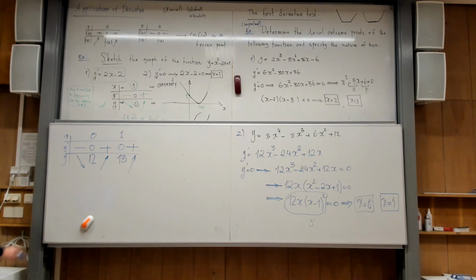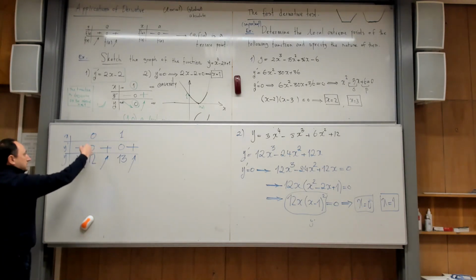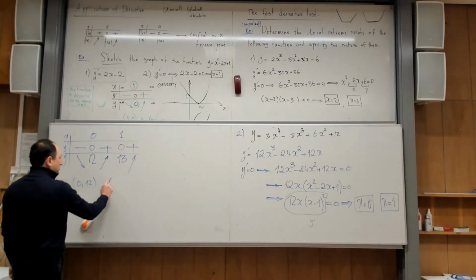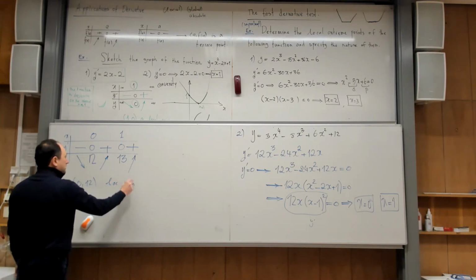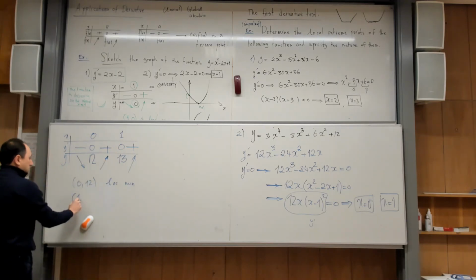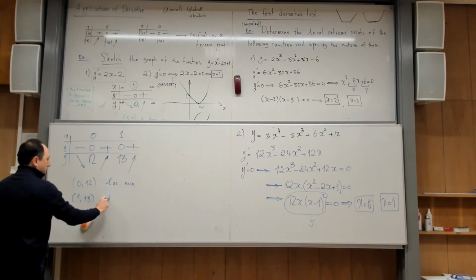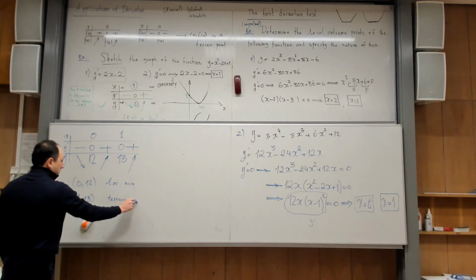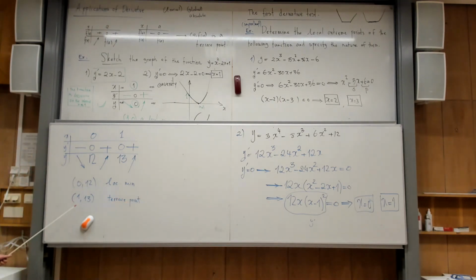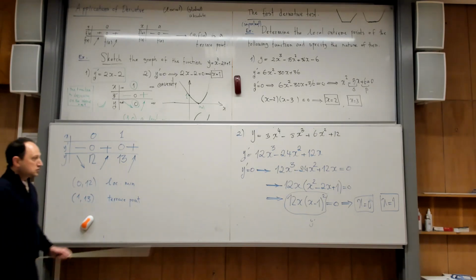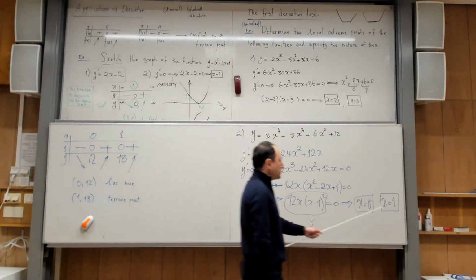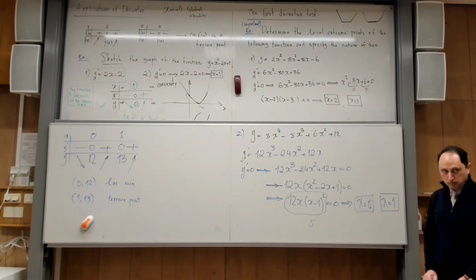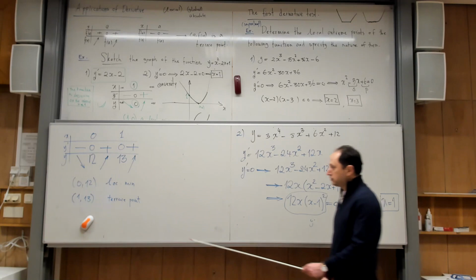So here, what is the nature of this one? Local minimum. What is the nature of this one? Fake, or in mathematics, a terrace point. So you see, this is extremely important. Sometimes if you just calculate and assume that these are extreme points, it might not be true, because we were able to detect that.